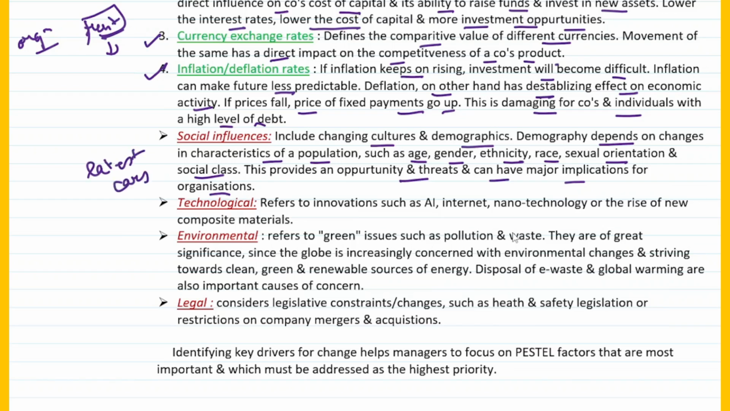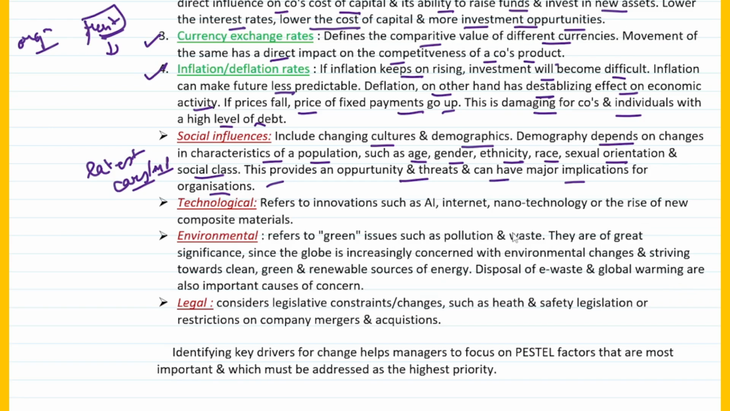Now, latest cars and automobiles, or mobile phones for that matter, will be bought by whom? It will be bought basically by the youth. But if the population is aging, then the same opportunity can become a threat in that particular situation, right? And this can have major implications for the organization. So that's what social influences talks about.